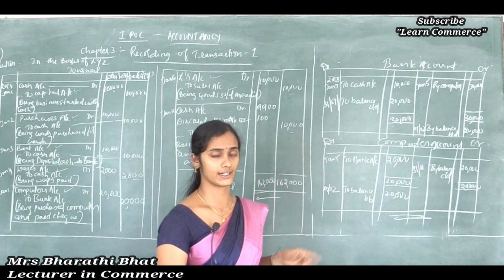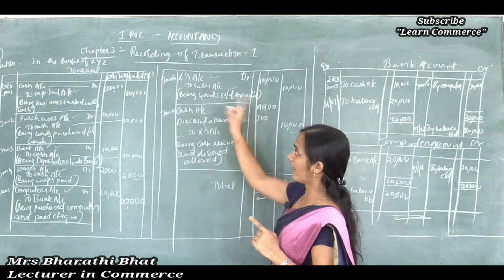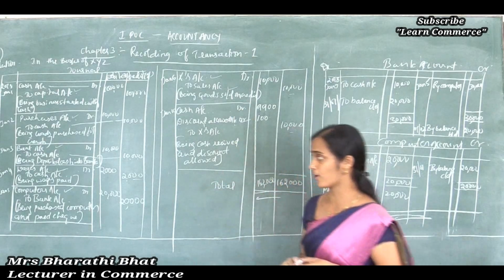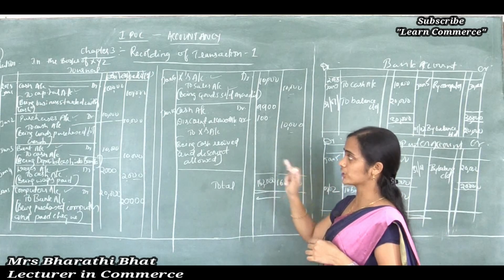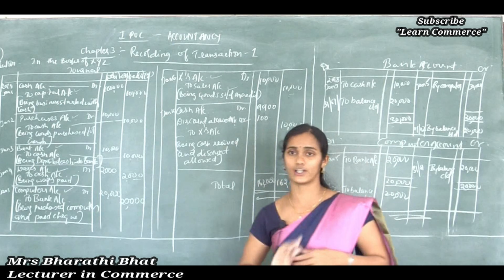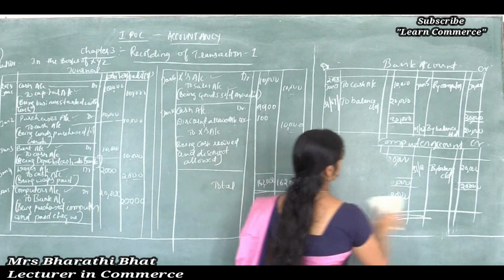Clear? And the next step is bank, already we prepared, and the next one is X account, and next one is sales account. Cash already prepared, discount allowed. 3 more accounts remain. So just prepare.